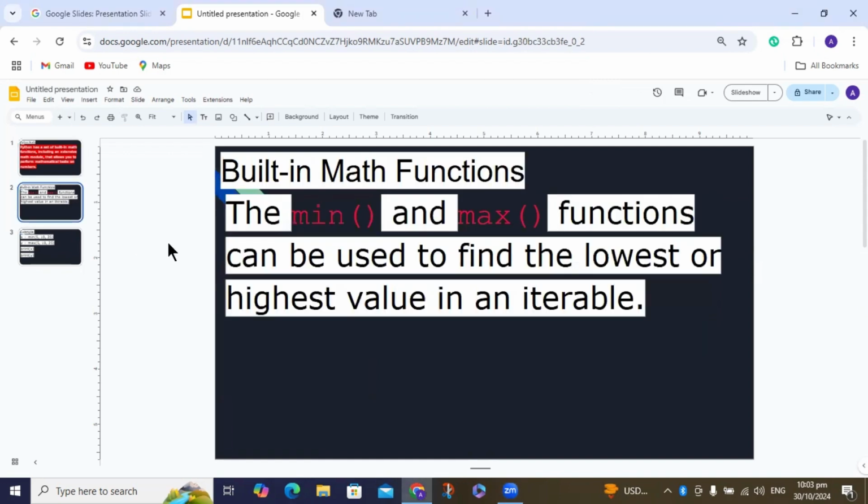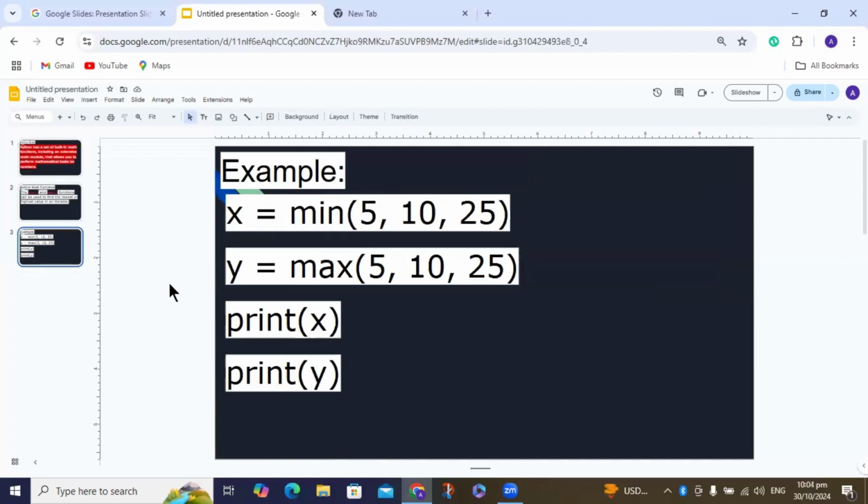So what are built-in math functions? Built-in math functions are basically the min and max functions, which can be used to find the lowest or highest value in an iterable. So here we have an example in which we have two variables: x = min(5, 10, 25) and y = max(5, 10, 25).